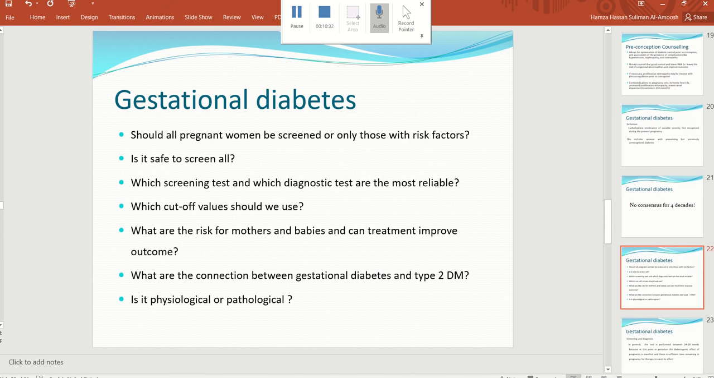There are some debatable issues regarding gestational diabetes, which include safety: how safe is it to screen all patients? Also, there was a debate about the treatment, the effectiveness of treatments on both mother and baby. However, research showed that there is benefit of treating gestational diabetes. So the recommendation is to treat gestational diabetes.